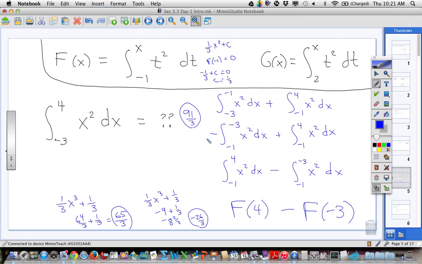But wait a minute, where in the world did that big F come from with its -1? What if it would have been big G? That's just a, what's big G?